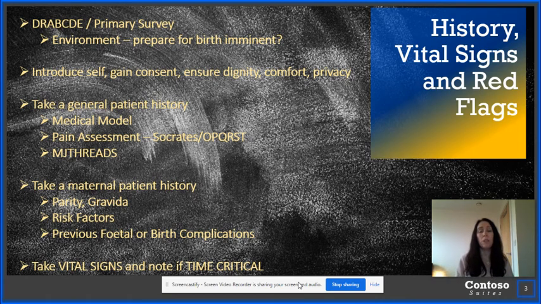We're going to take a general patient history. So as usual, like we did with any other assessment, what seems to be the problem? Okay, so the patient might talk about pain, they might talk about bleeding, they might talk about breathing issues, they might talk about fainting. There's so many different things here that the patient could present with.